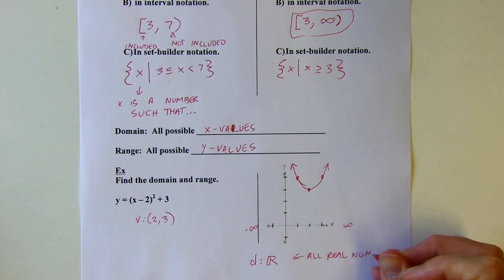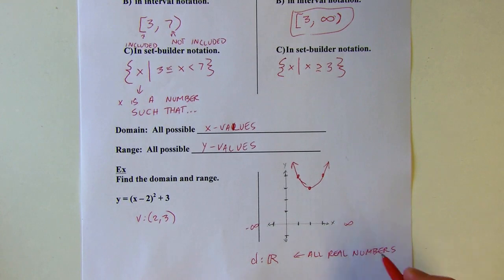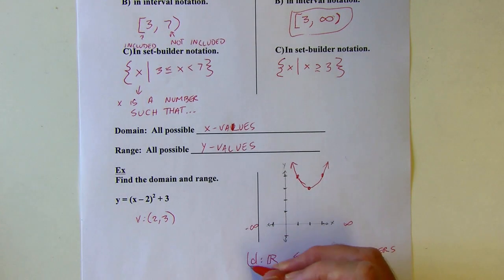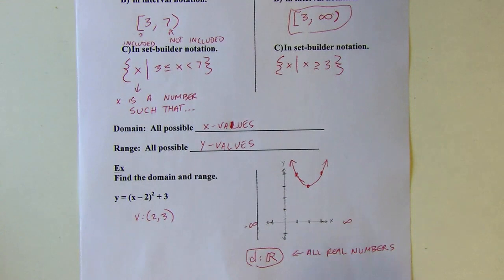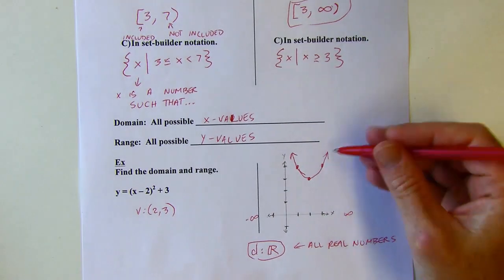Okay, you could also use a different way to express that set. You could say it goes from negative infinity to positive infinity. But I'm just going to say all real numbers for the domain. Okay. Now the range are all of the y values.